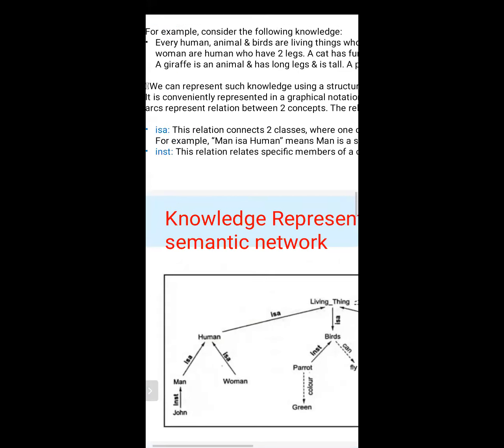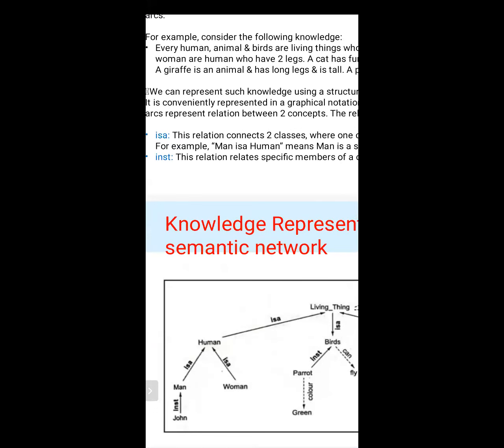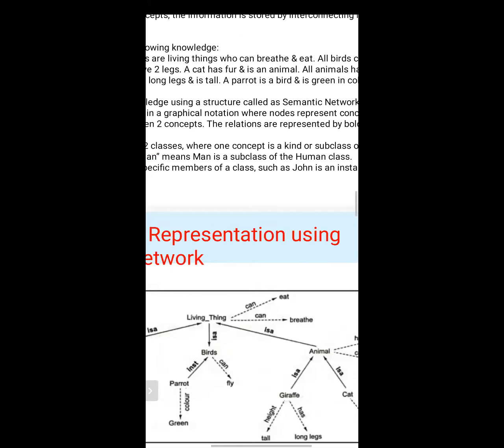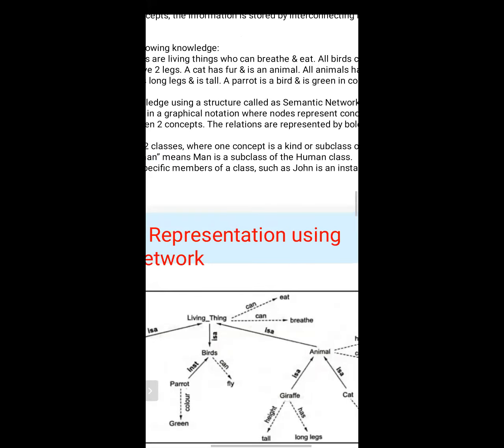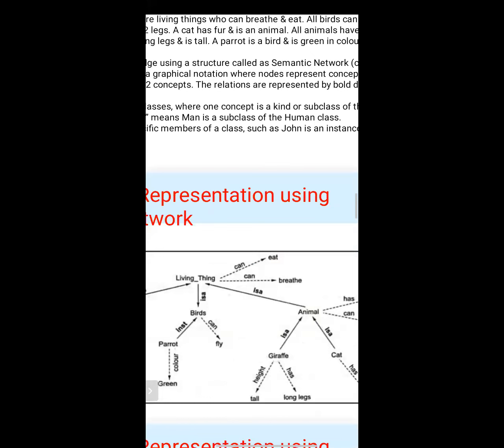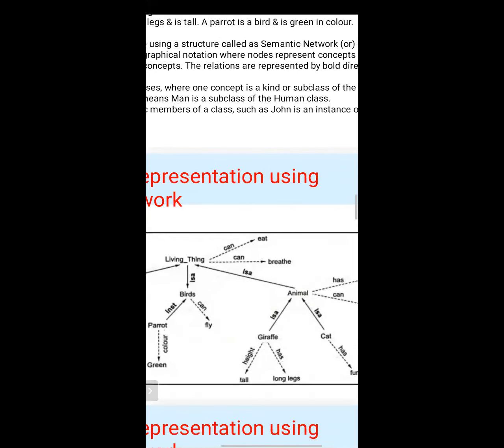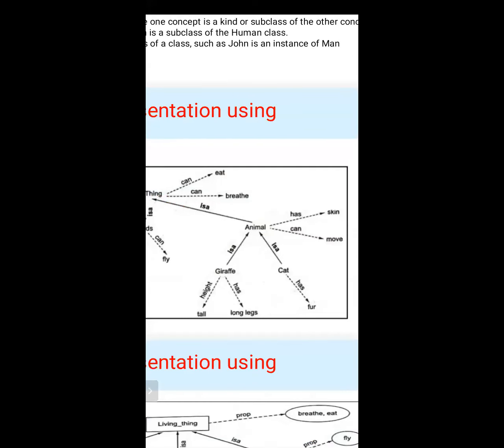But something is missing here. Here I cannot represent that a woman and man have two legs. That one is missing here, right? Next, a cat has fur and is an animal. Let me come to animal. A cat has fur and is an animal. So a cat is an animal, right?